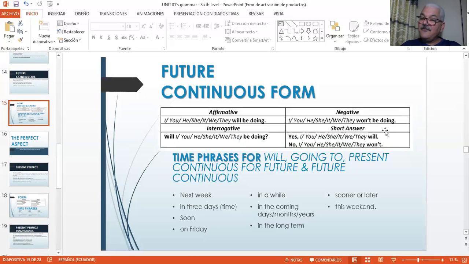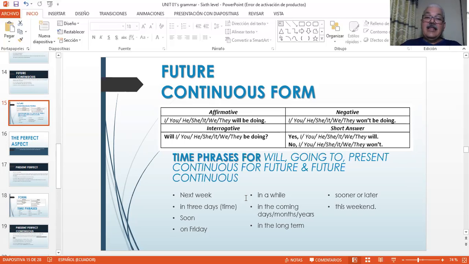The answer for this negative form will be yes, I, you, they, etc. will. So this is the affirmative short answer. The negative will be no, I, you, they, we, etc. won't. Okay, so notice that all these subjects are not together in a sentence. You will only use one of them. So it could be yes, I will, or no, you will not or won't.